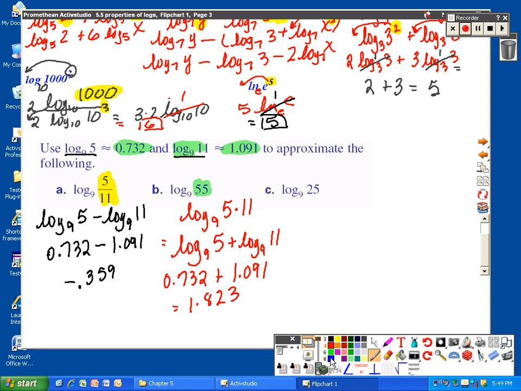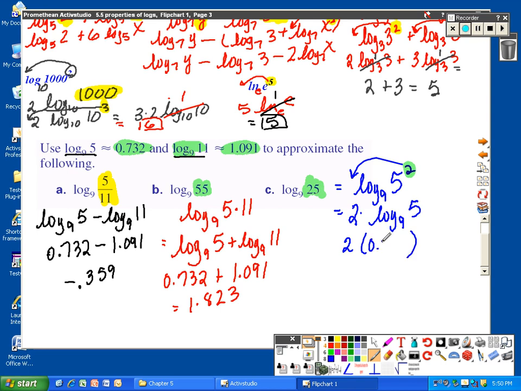And the last one, log base 9 of 25. So I will need to write 25 as values of 5 or 11. And log base 9 of 5 squared. So then again, I have my power that will move to the front. So that is 2 times log base 9 of 5. So that is 2 times, I can replace that with 0.732, which is 1.464.